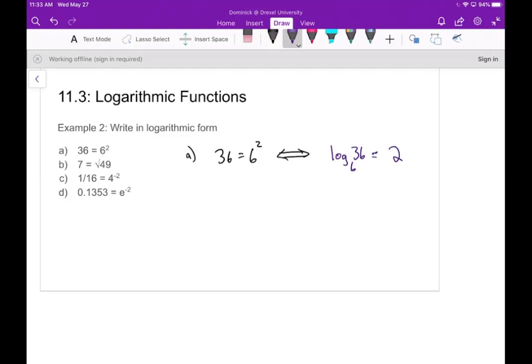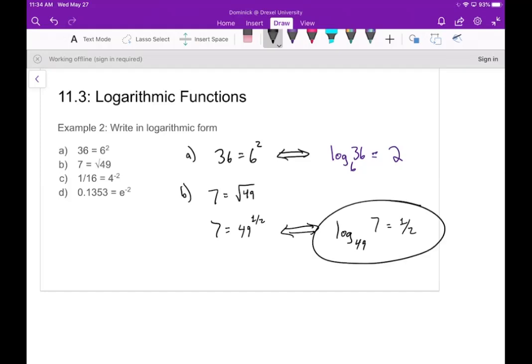Of course, this is usually a little bit more tricky to think of because we're not as familiar with logarithms as we are with exponents. Okay, now in part B, we have 7 is equal to the square root of 49. Here we have to be a little bit clever and think of how we can write a square root as a power. Well, of course, we can write that as 1/2. So that means we have a log, my base is still my base, so log base 49. My 7 is not with my exponent, so it's with my log. And my 1/2 is with my exponent, so it's not with my log. So log base 49 of 7 is 1/2.